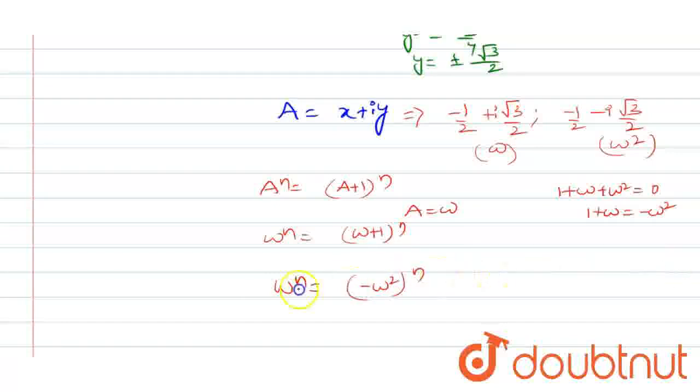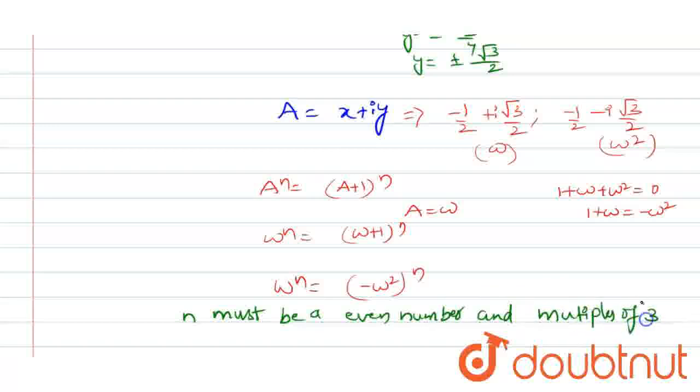Here we need to find the least value of n. In the final step, n must be an even number and a multiple of 3, and then only we get the least value of n.